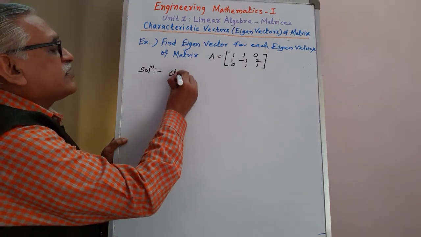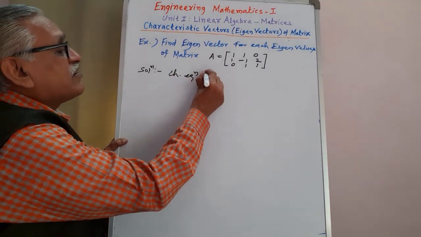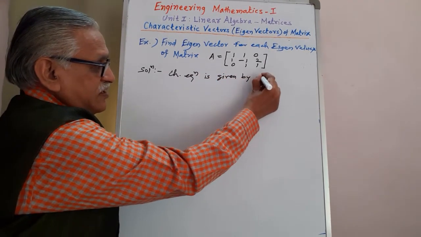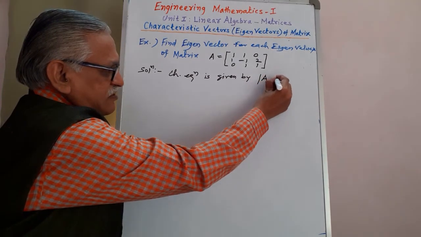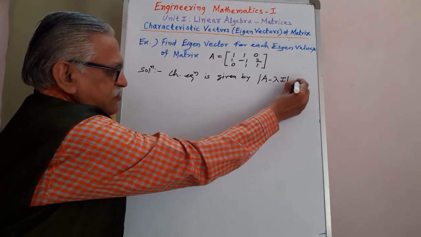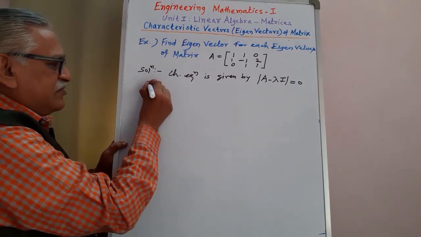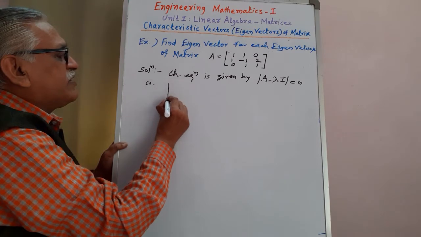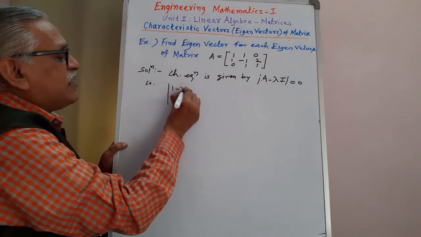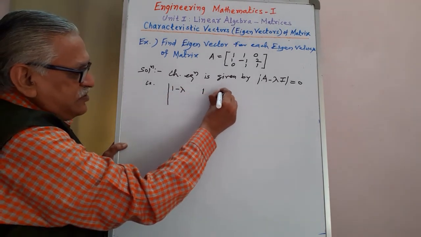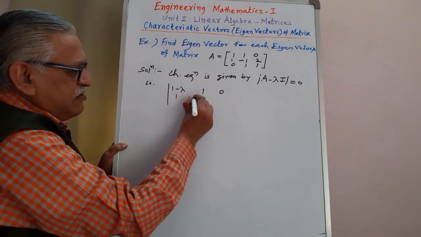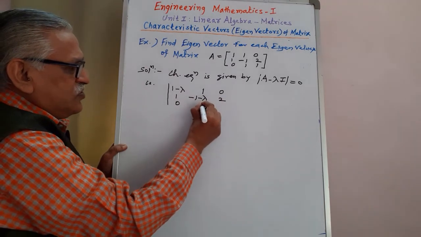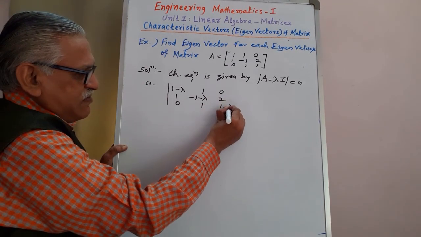Therefore the characteristic equation is given by determinant of A minus lambda I equals 0. That is, subtracting lambda from the principal diagonal elements, we write that determinant as: first element 1 minus lambda, second 1, 0, then 2, minus 1 minus lambda, 2, then 0, 1, and 1 minus lambda.